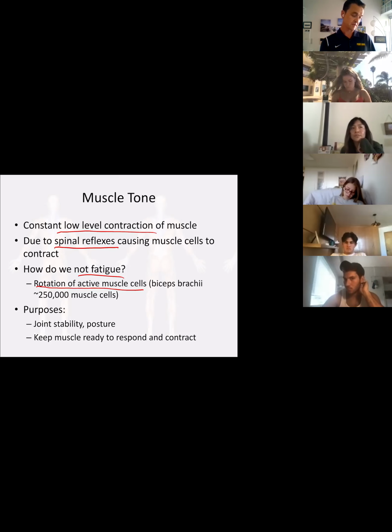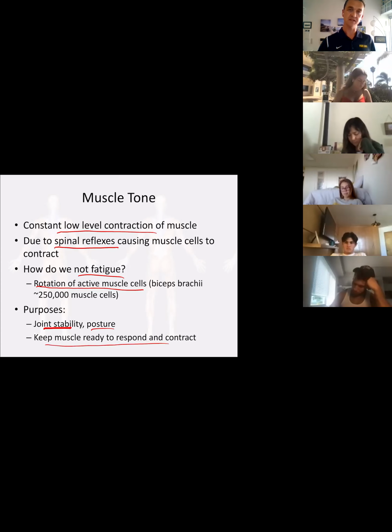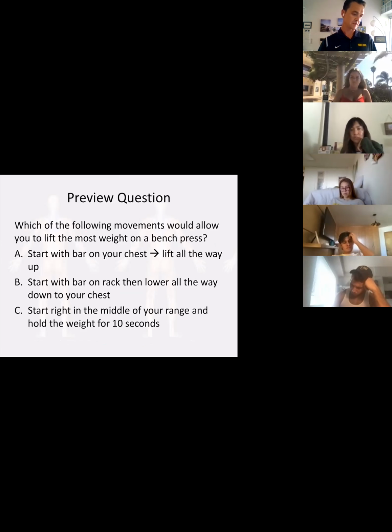Okay, so some purposes of muscle tone, as we've talked about: joint stability. We wouldn't want our joints to be totally loose, right? We want the muscles to be contracting around them some, to help keep them stable and hold them together. And then obviously posture. And as I just said, keeping muscle ready to respond and contract at any time. We want it to be somewhat contracted and ready to go. Okay, so that's muscle tone.